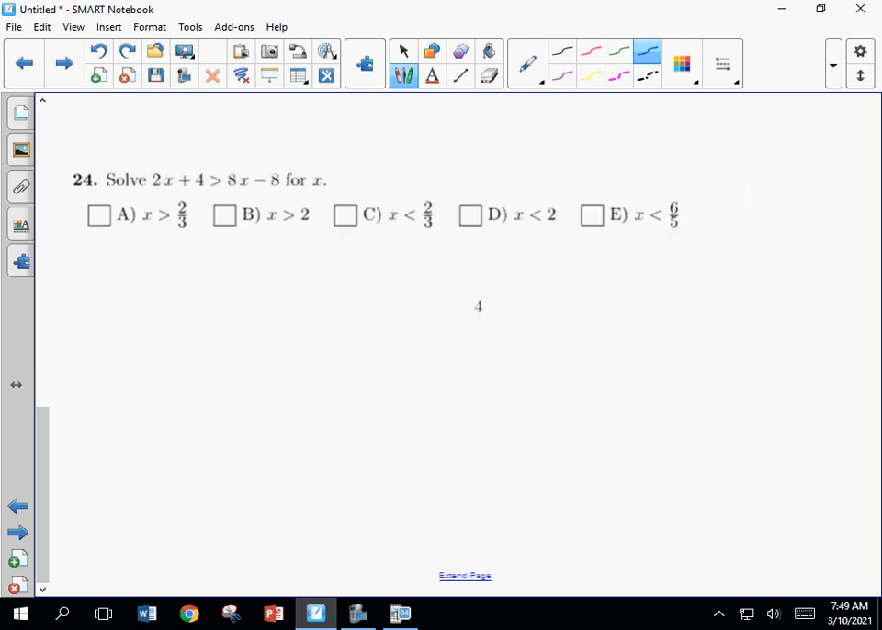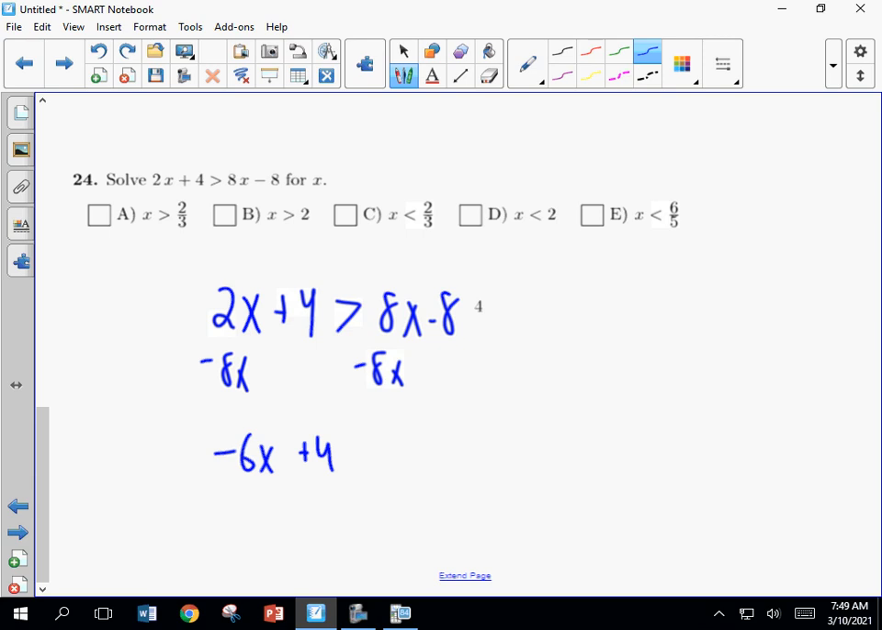Alright, so once again, we're just solving one of these. 2x plus 4 is greater than 8x minus 8. I'm going to move all my variables to the left and everything else to the right. So I'm going to move my variables first, subtract 8x. So I get negative 6x plus 4 is greater than negative 8. Subtract 4, subtract 4.